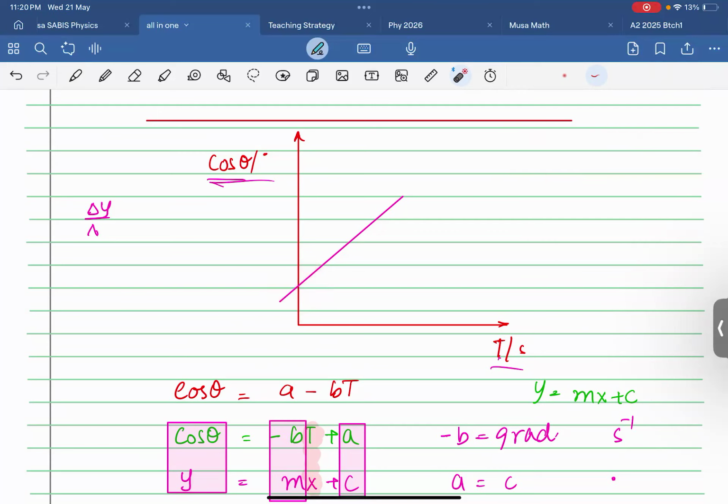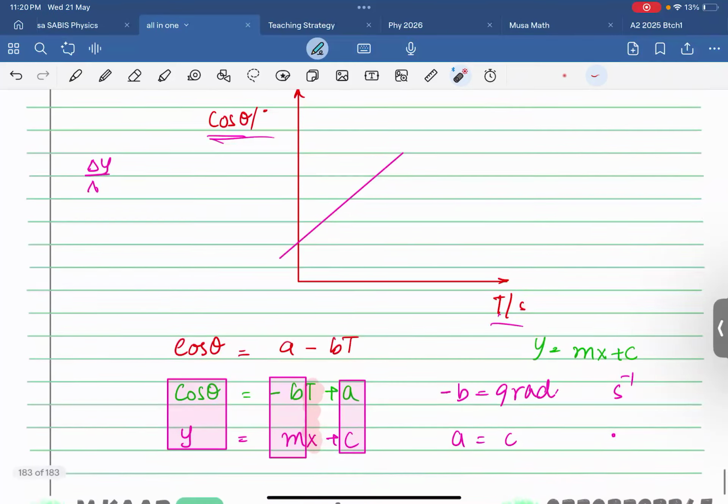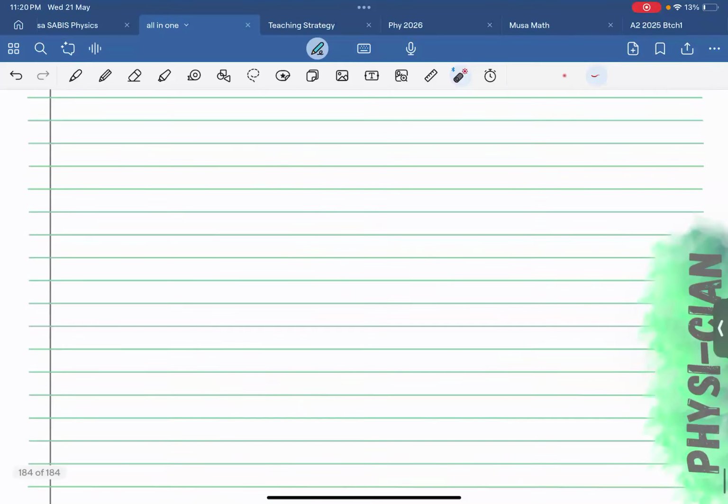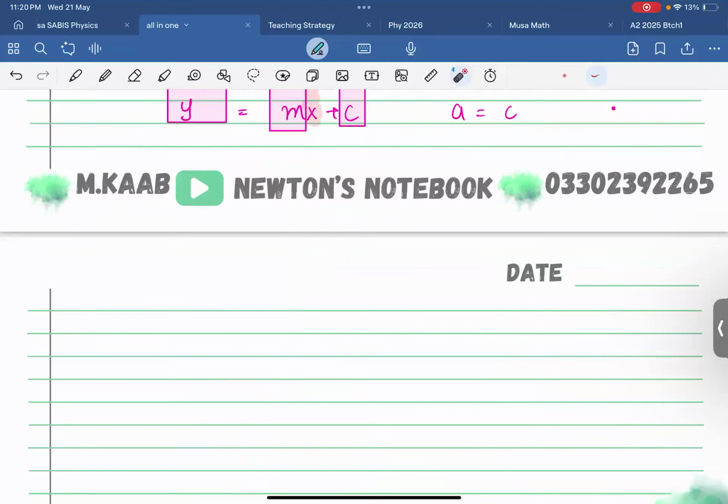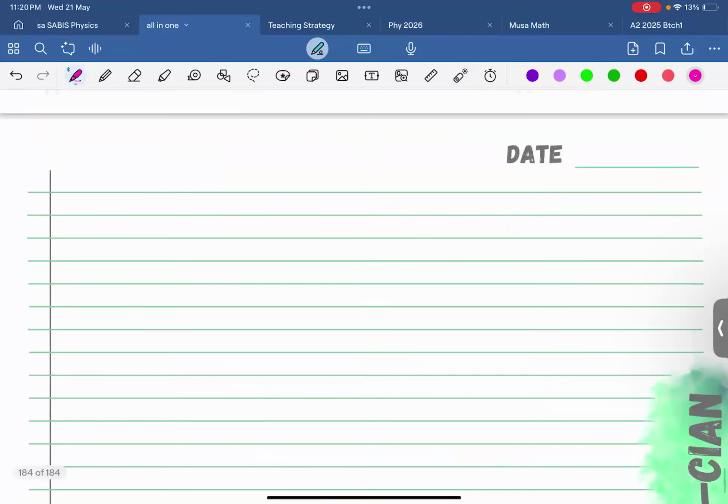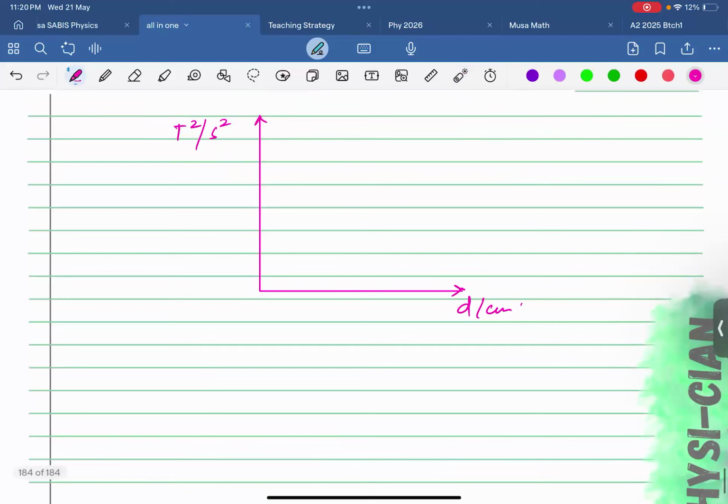Let me do one or two more equations so that it will be much clearer. Look, I have another question that contains an equation. In the previous part you drew a graph: plot the graph of t squared on the y-axis, so t squared in seconds squared, you have to mention the unit, and d in centimeters on the x-axis. This is the part where you drew the graph.